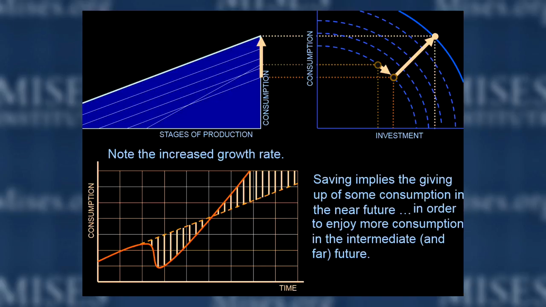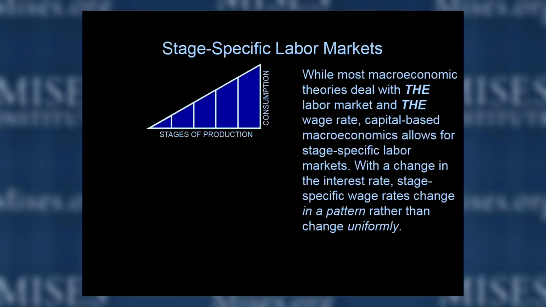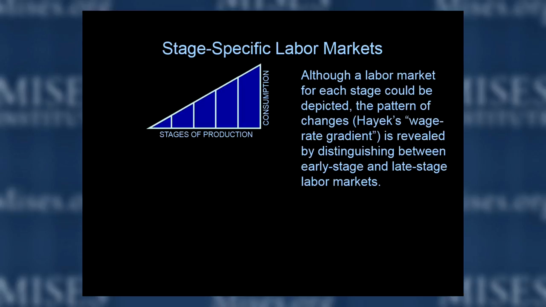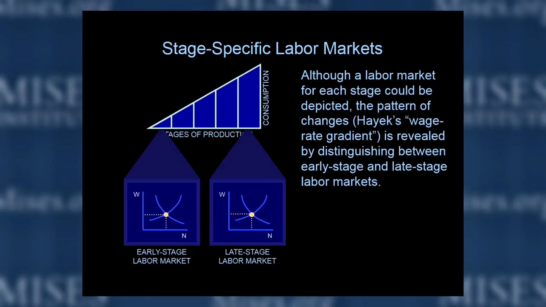And that there's where you see the far future is getting more consumption. Okay. While most macroeconomic theories deal with the labor market and the wage rate, capital-based macro allows for stage-specific labor markets. With the change in the interest rate, stage-specific wage rates change in a pattern rather than change uniformly. And we can see that we put some labor markets down here. Although a labor market for each stage could be depicted, the pattern of changes, Hayek's wage rate gradient, is revealed by distinguishing between the early stage and the late stage labor market. So there's the early stage labor market, and there's the late stage labor market.